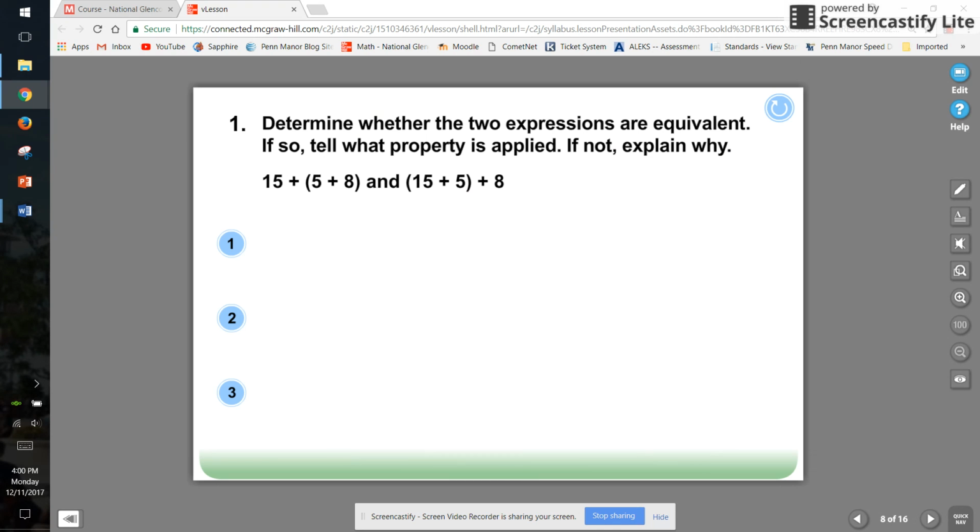This is an example of the associative property. And the associative property tells us no matter what order we group things in, that's the parentheses, it's still going to be equal. So in this case, the 15 plus in parentheses 5 plus 8 will be equal to in parentheses 15 plus 5 in parentheses plus 8. Now, please take note, none of the order of the numbers changed. Please also take note that this is addition.